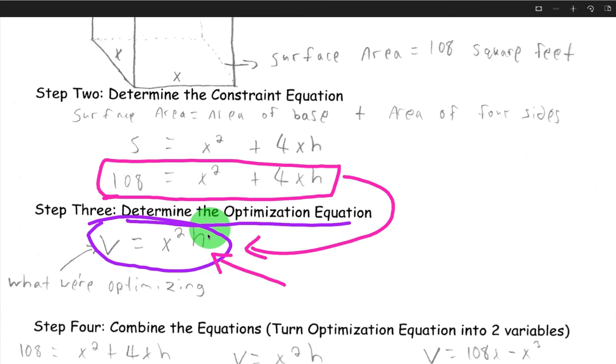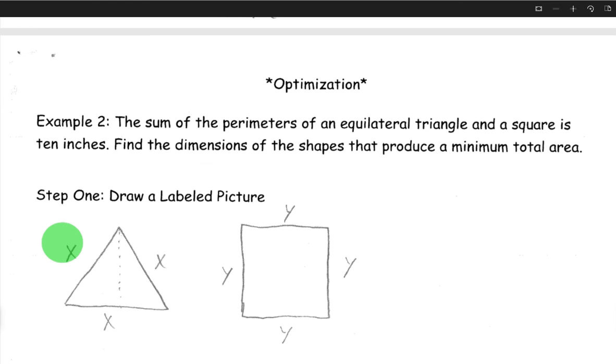So that's it for this optimization equation. It just involves volume, since we're trying to find the maximum volume we can make from a box with 108 square feet of cardboard. Look at example 2. Again, we're trying to optimize, in this case, a minimum total area with these 2 shapes, a triangle and a square.